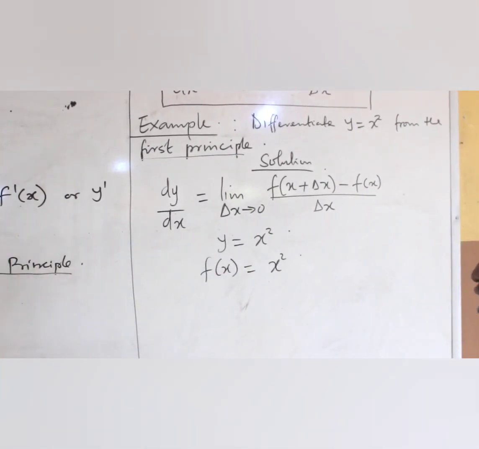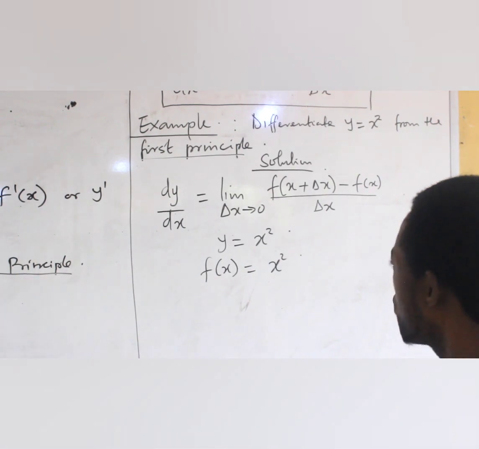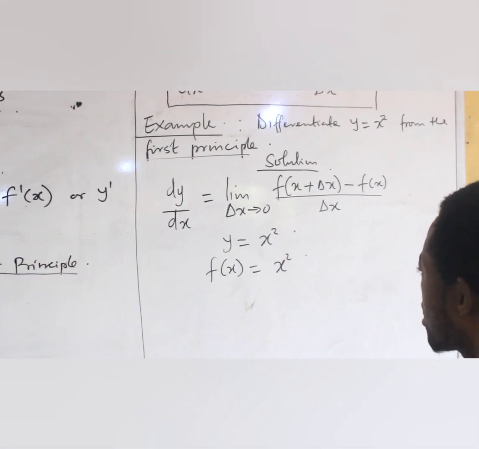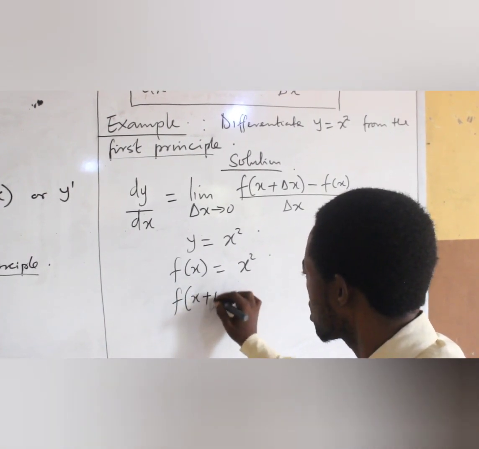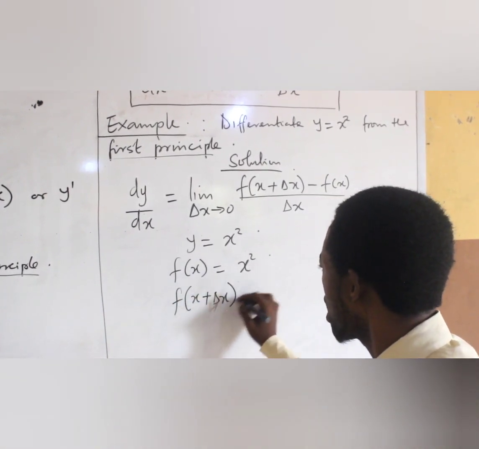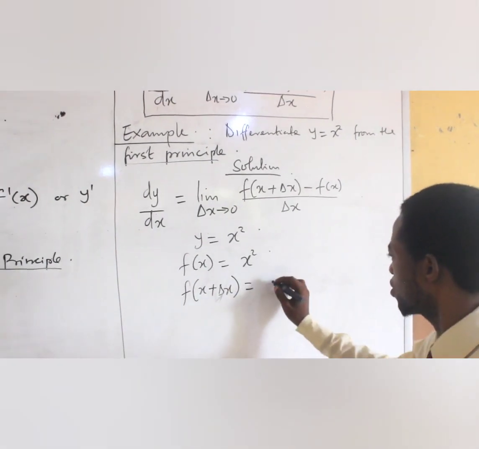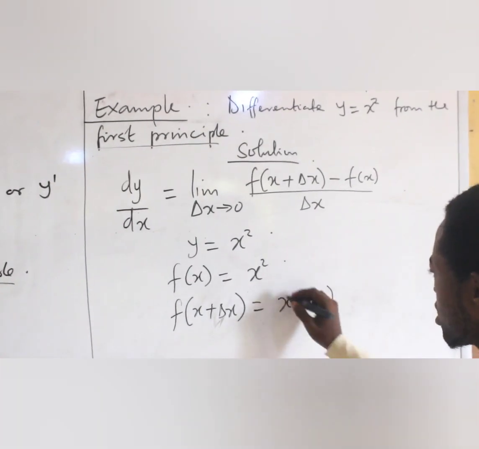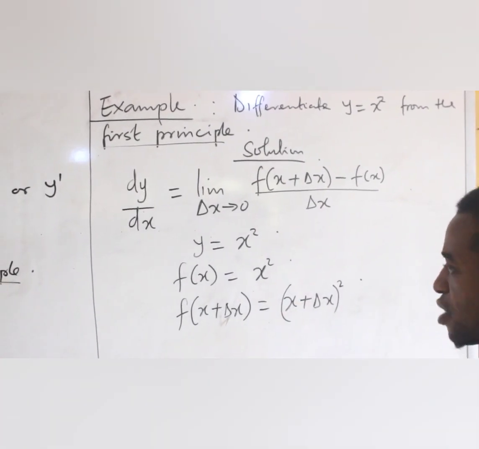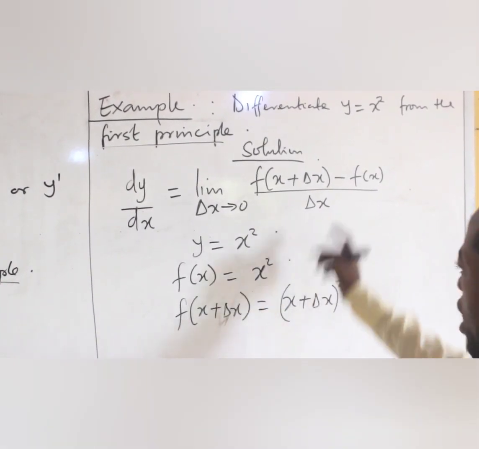We can easily say that our f of x is x squared, and when you add the delta x, you change the x, we have f of x plus delta x. We add delta x here now. You will add it before you put the square. That's x plus delta x, then square. So we have that now. Now substitute this back into the formula.